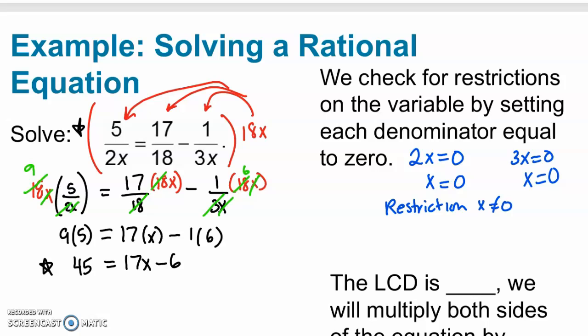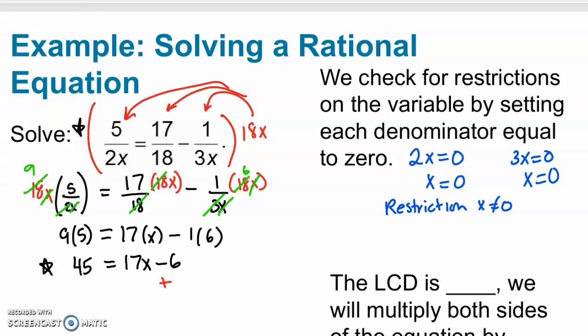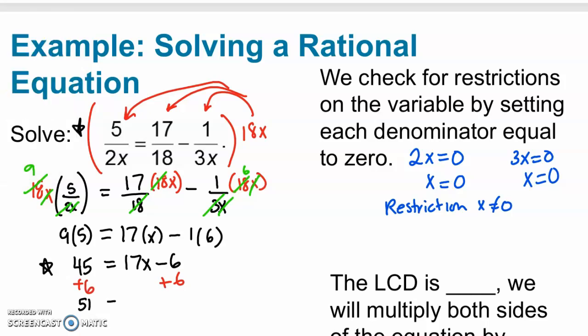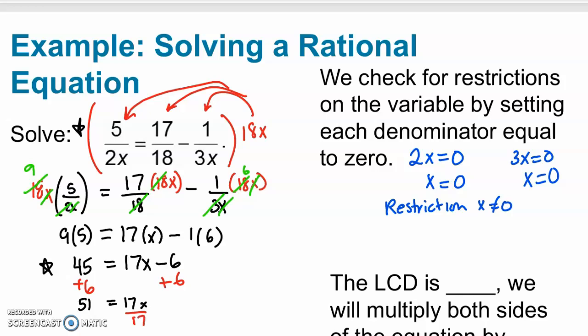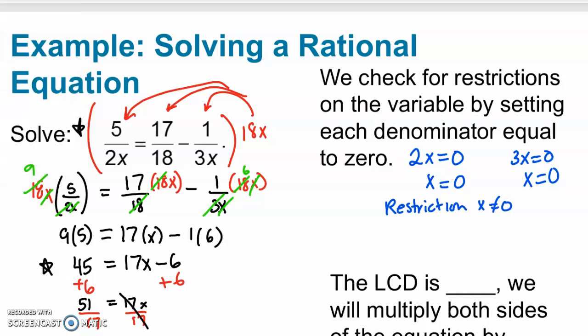So now, how am I going to solve this? Well, I'm going to solve it by isolating this x. And I isolate it by saying this is minus 6, so I'm going to add 6 to both sides. When I add 6 to both sides, I will get 51 is equal to 17x. And then I will divide both sides by 17. This will divide out, and I'll end up with 3 is equal to x.